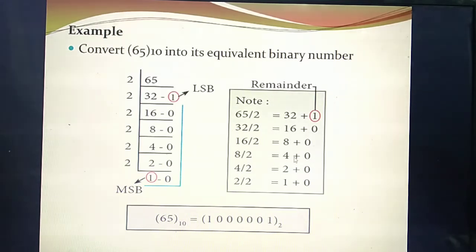Write first. So binary means each time you should divide the given value by 2. So the remainder you should write. The answer, listen carefully, don't write from top to down. Always write the answer from down to top, okay?